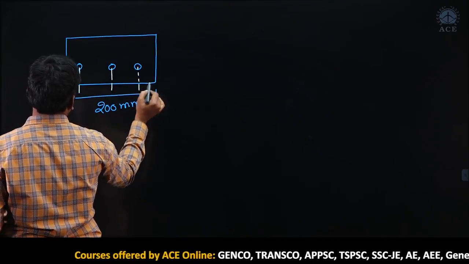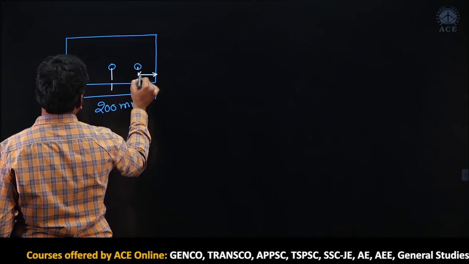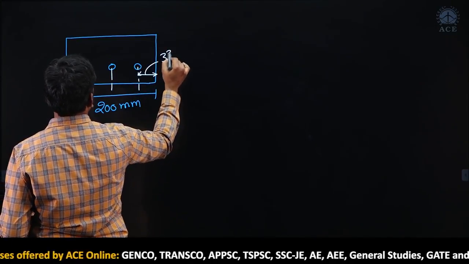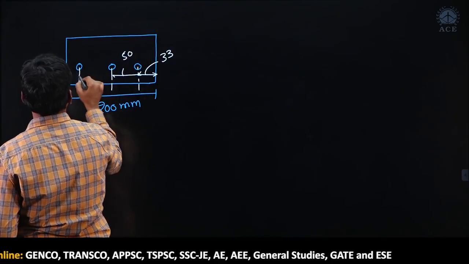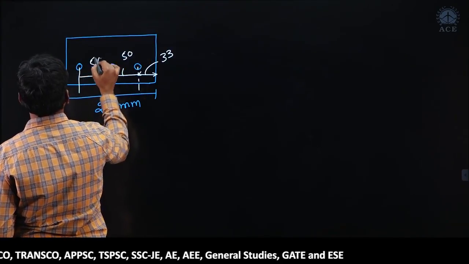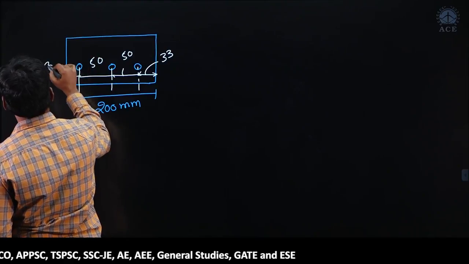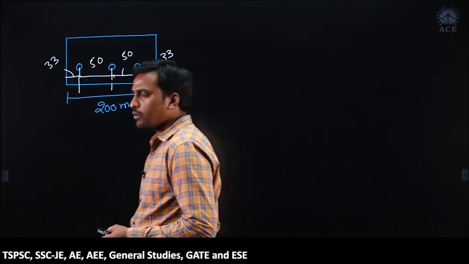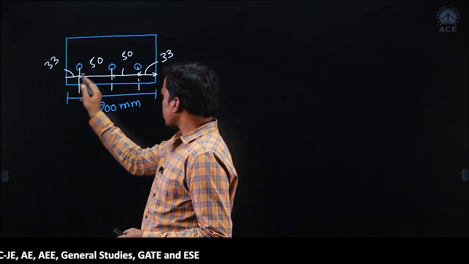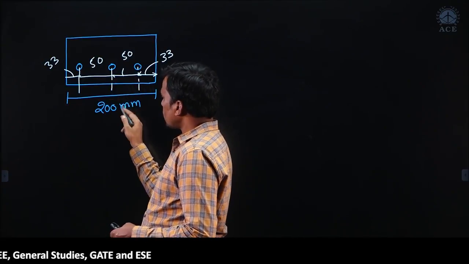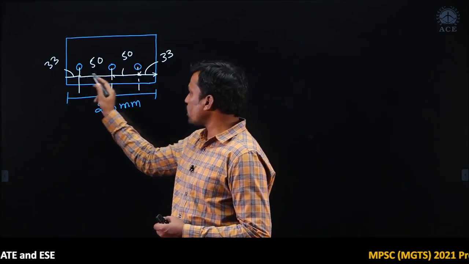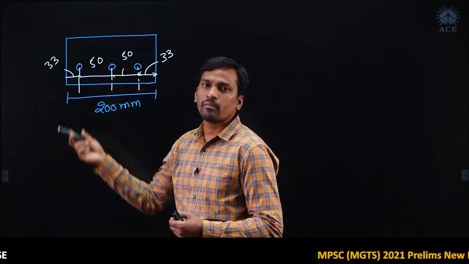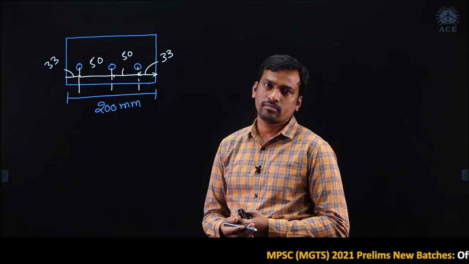Is it possible to accommodate 3 here? Then this is 33 mm and this pitch is 50, and this pitch is 50 and this is 33 mm. Add this. Are you getting this less than 200 mm or more than 200 mm? If you get more than 200 mm, then we can't accommodate 3 bolts.